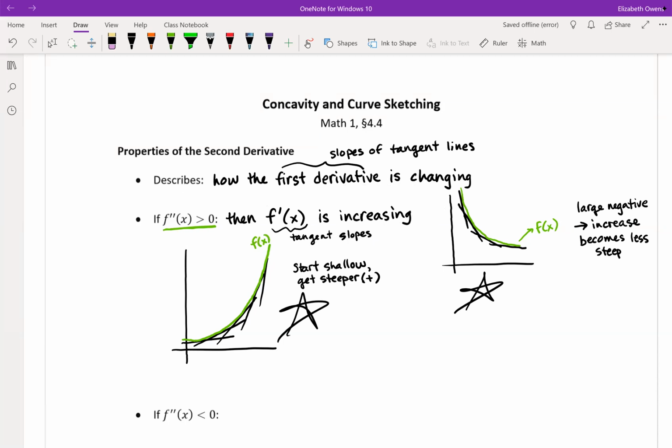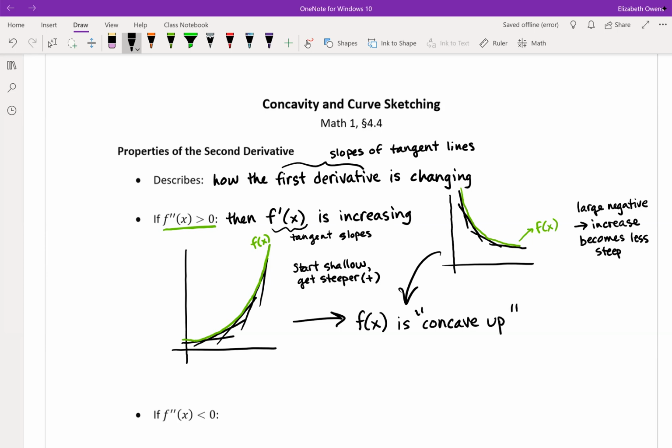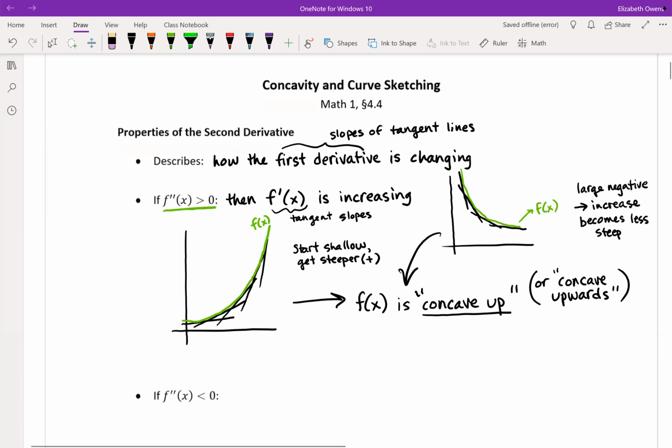And so we have a term for this. We say that in both of these cases, f of x, the original function, is something termed concave up or concave upwards. This is a good vocabulary term to know here, concave up. So this is starting to look at the idea of concavity, which is an attribute of a function. Just like you can find where a function is increasing or decreasing, you can find where a function is concave up or the other scenario that we're going to look at next.